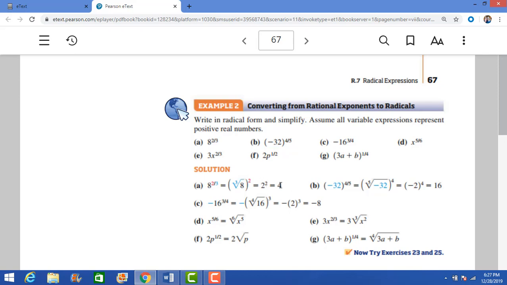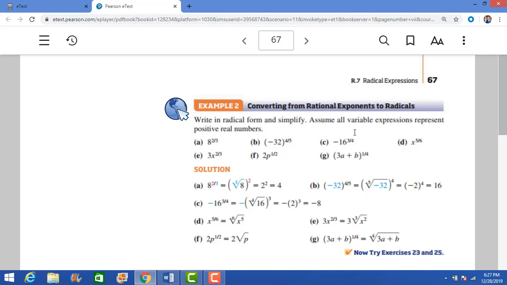which is 4. And then similarly, since this is an odd root, we could take the 5th root of negative 32 and then take it to the 4th power. Well, the 5th root of negative 32 is negative 2. And then negative 2 to the 4th power is going to give us positive 16.